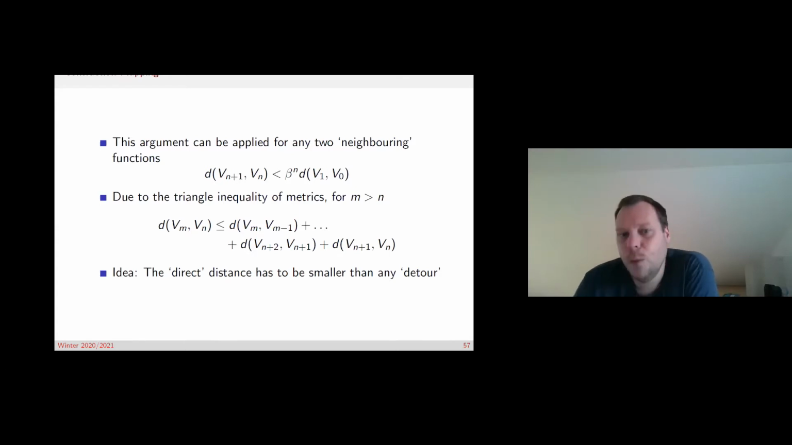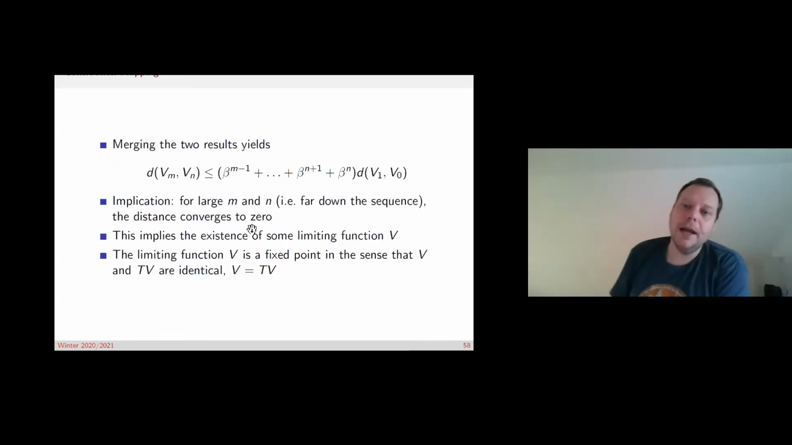So the direct distance, this intuition, is smaller than any detour, irrespective of which detour you take. So this will be considered a good measure, right? Think about a Euclidean distance between two points. Then it's also the minimum distance that you could find between those two points, because they lie on a line. And this is basically the same.